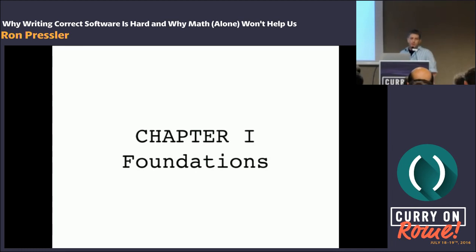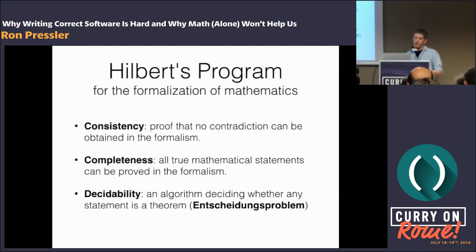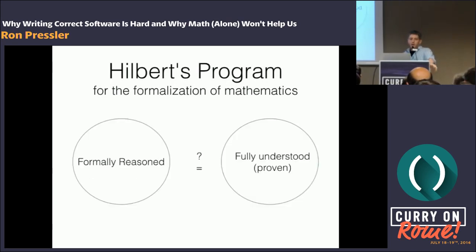The story of theoretical computer science begins about 100 years ago. With the growing success of mathematical logic, the mathematician David Hilbert laid out a program to formalize all of math. He wanted to prove the formalism consistent and complete, and to find a decision procedure, an algorithm, for determining the truth of every formal statement. Hilbert believed that anything that can be formally reasoned can also be fully understood. And by that I mean all of its properties formally proven.